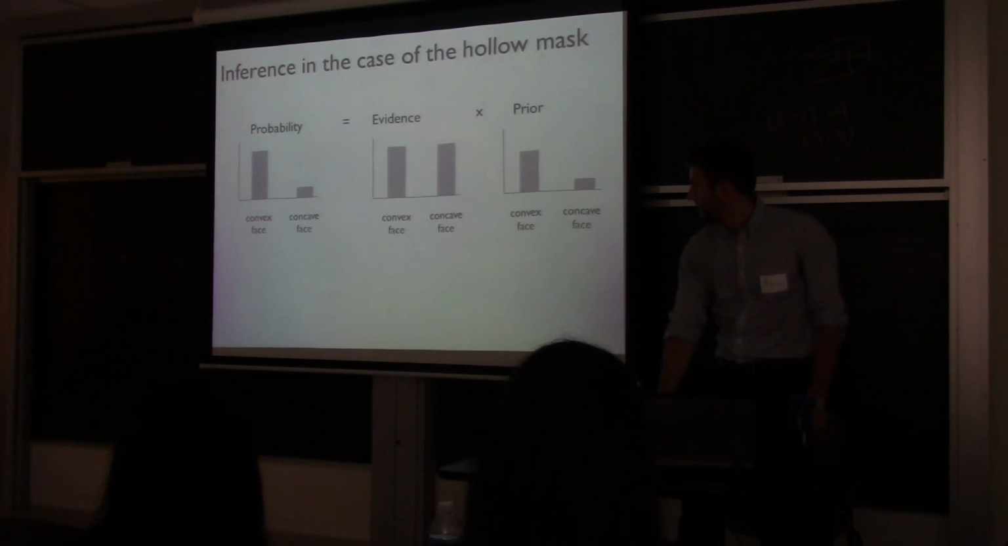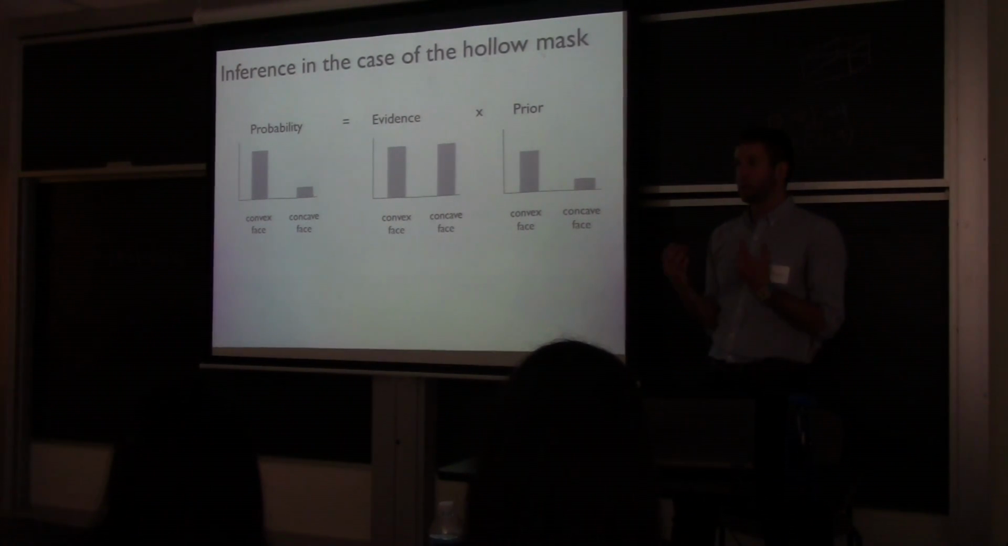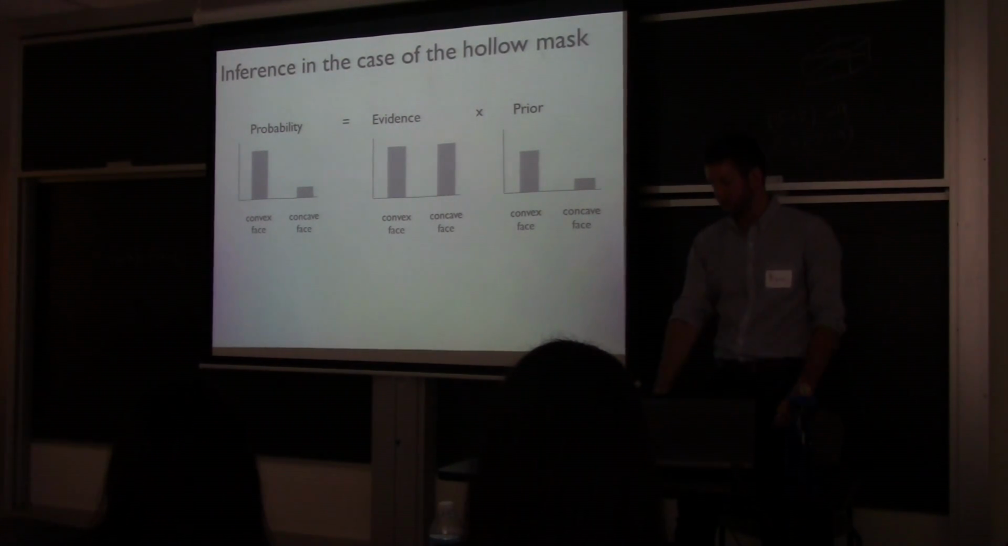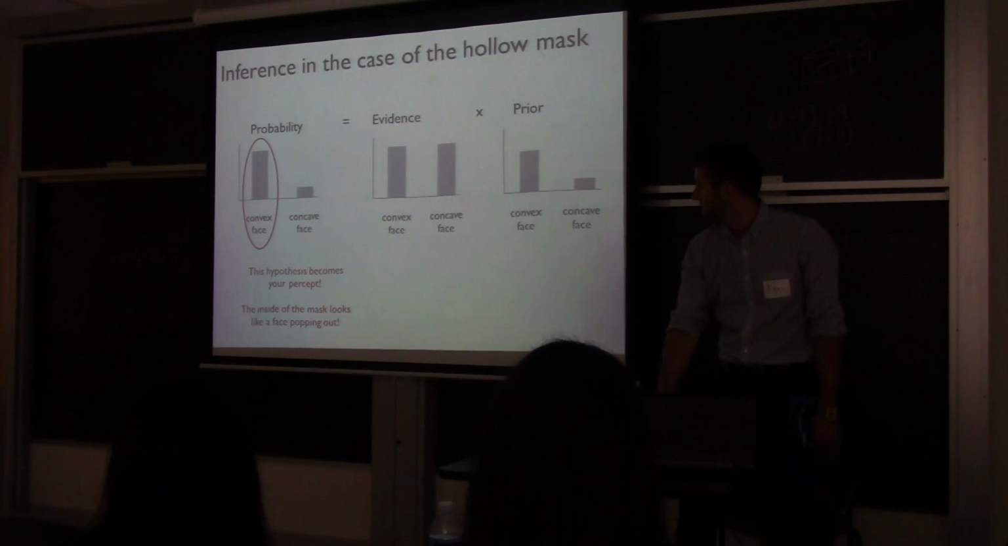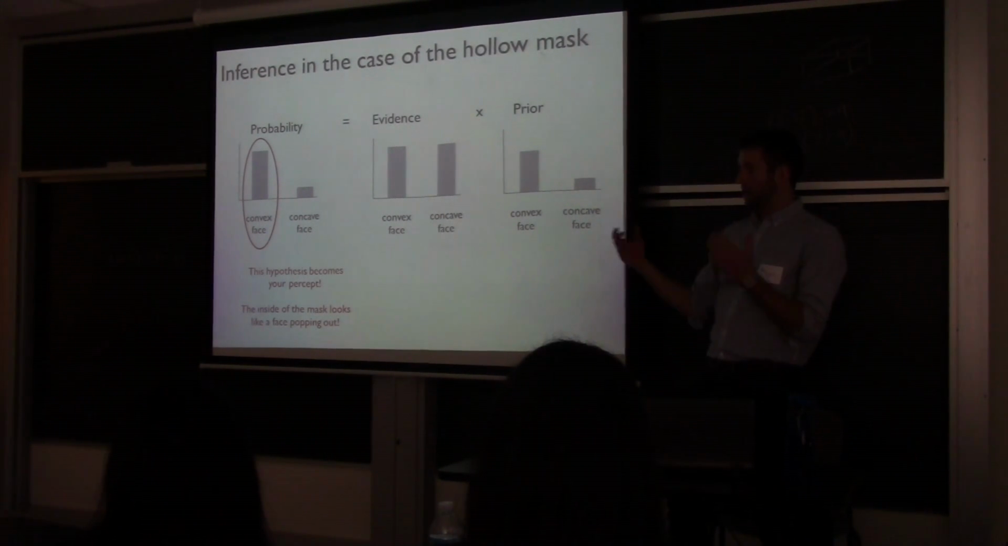And then, again, our brain is doing this all automatically for us. You're not consciously aware of the fact that, even though you know you're seeing a concave face, the brain is discounting that and making it turn to convex. So the brain computes this probability, and that's what it makes you perceive. So that's what you believe you're seeing, even though you know it's not true. And it's amazing because you can think as hard as you want about what is going on here, but no matter how hard you try, the inside of the mask always looks like a face popping out.